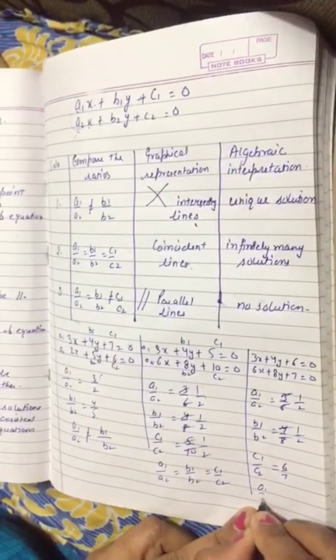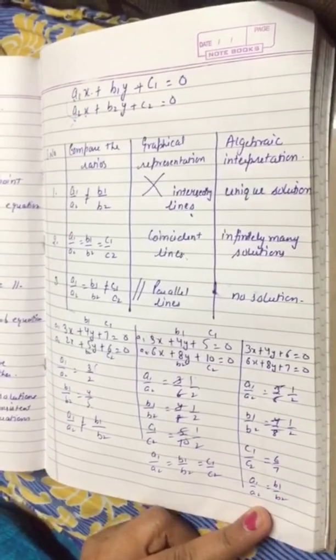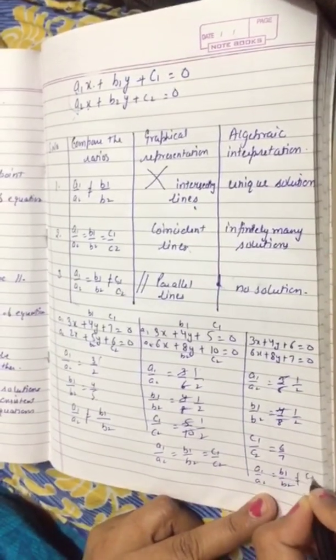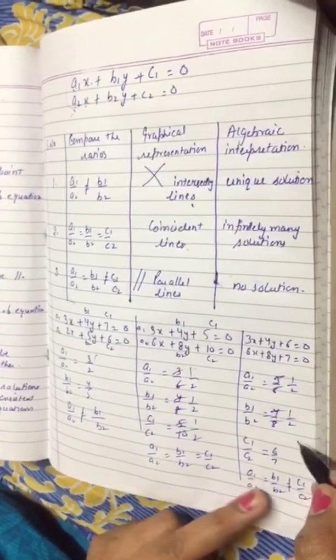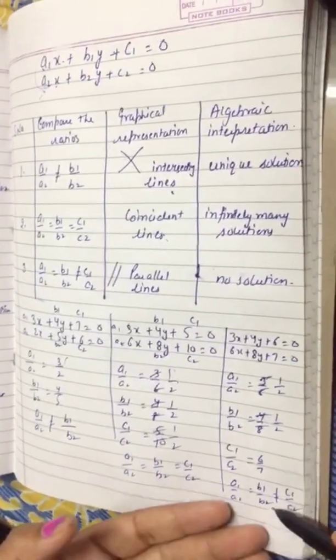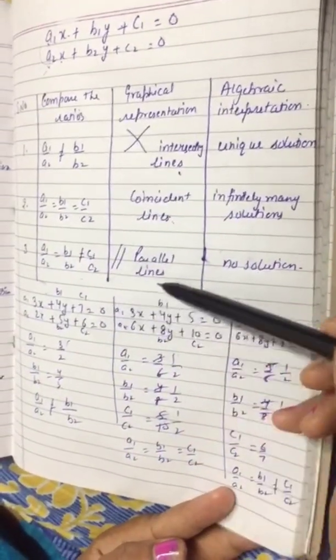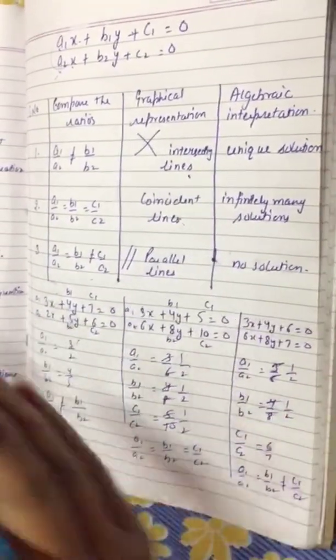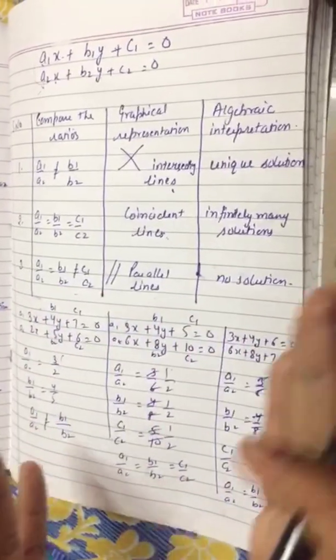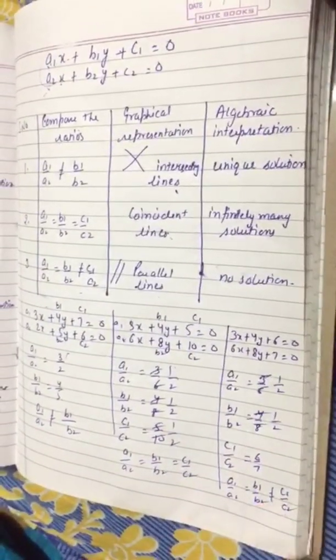So a1 by a2 is equal to b1 by b2. Both have the same ratio 1 by 2, but the third ratio is not equal to the other two because the third is 6 by 7. So comparing this with the ratios, I get that these are parallel lines. By this method you can calculate question number 2. In my next video I will discuss question number 2.